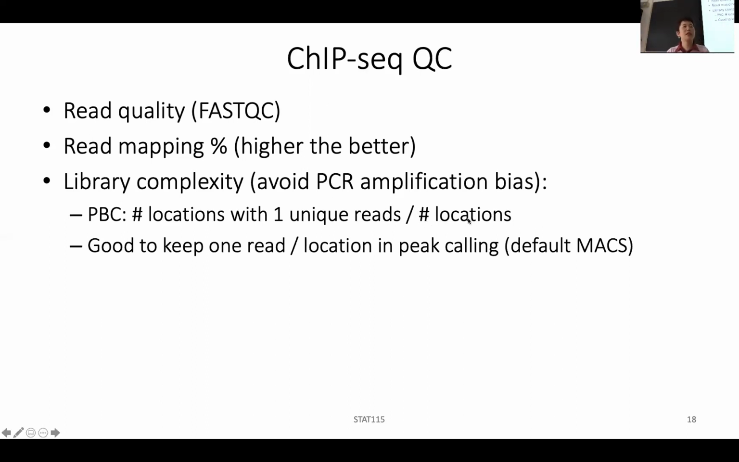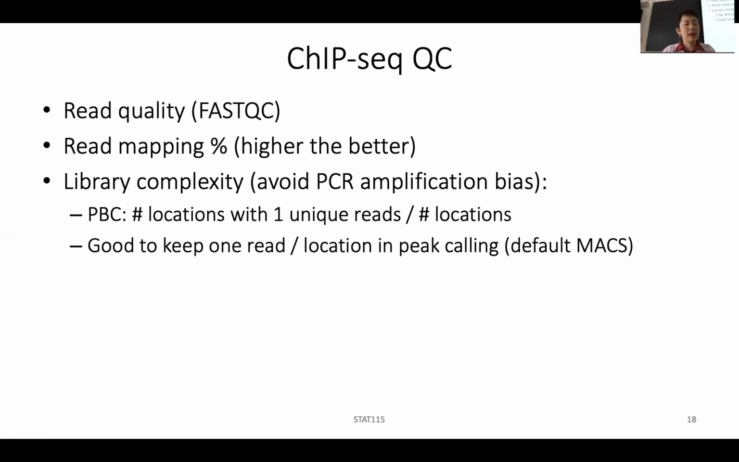You might notice that this read is only finding one location, but there are multiple identical reads being sequenced over and over again. That's actually not a good situation. And so we look at how many of those locations have only a unique read, only one read that lands there, divided by the total number of locations where a read is present.